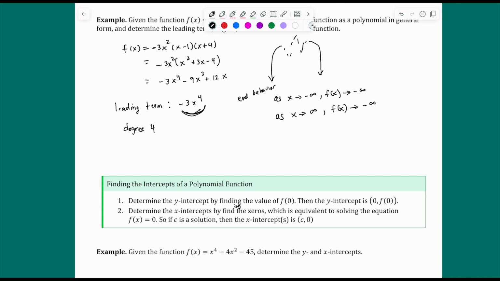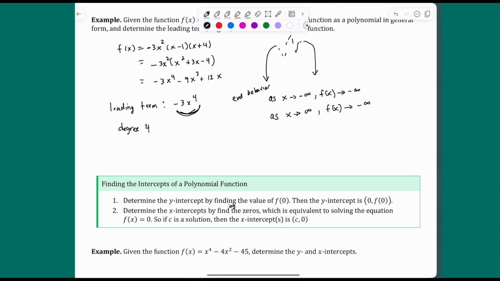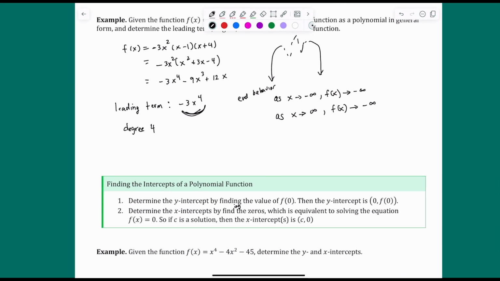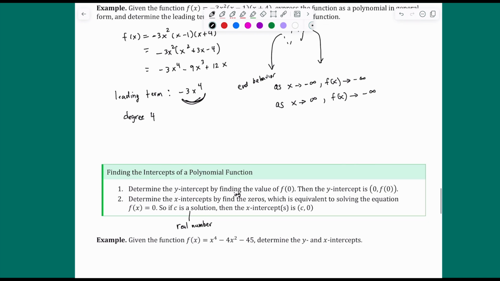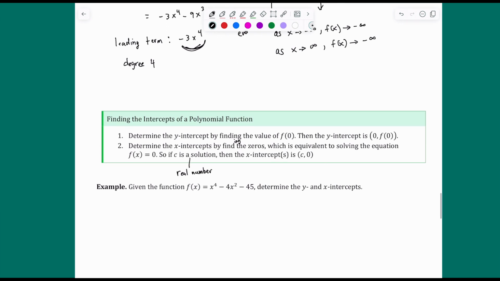So if c is a solution, then the x-intercept is c, 0. And I should be a little bit careful here. I should say if c is a real number solution, then the x-intercept, where it crosses the x-axis, is c, 0. And I'm saying real number here because it's possible to get complex numbers, and that doesn't correspond to an x-intercept.